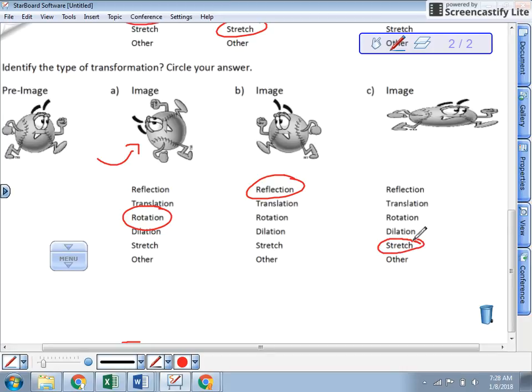So there you have the types of rigid transformations and the stretch and dilation transformations that you will see in this section.